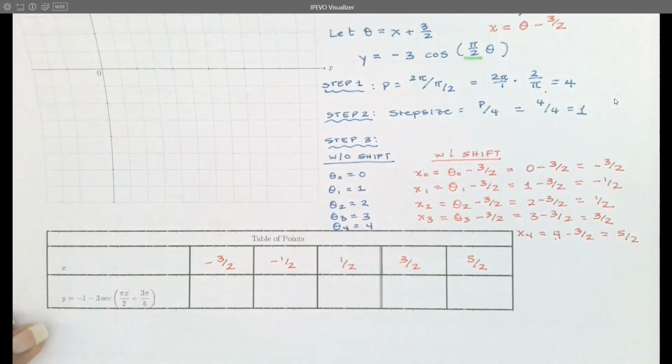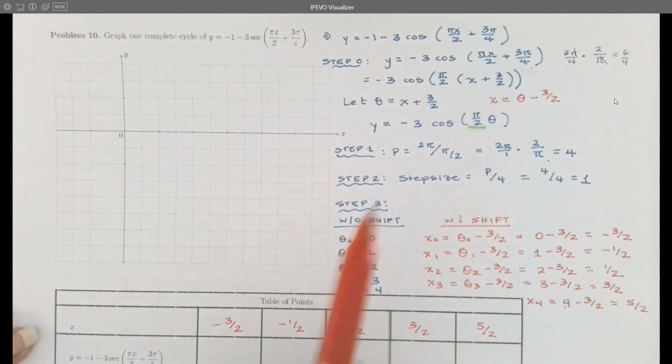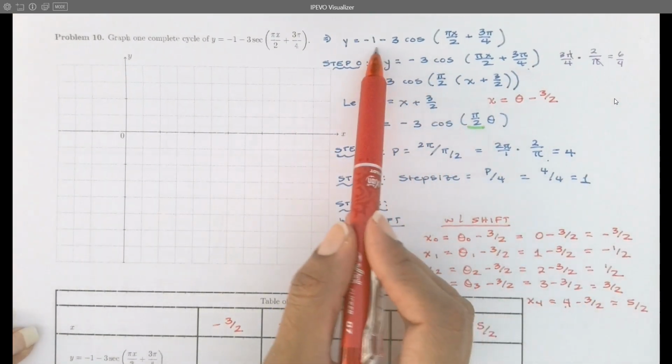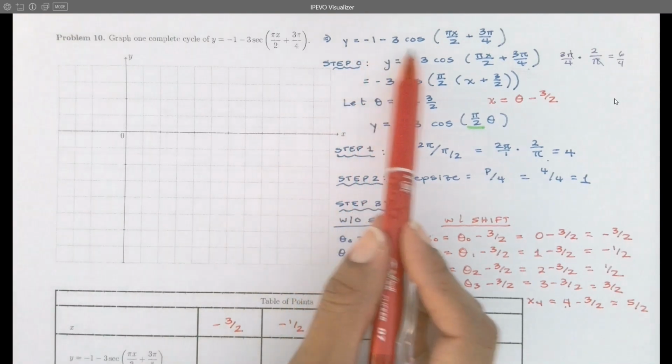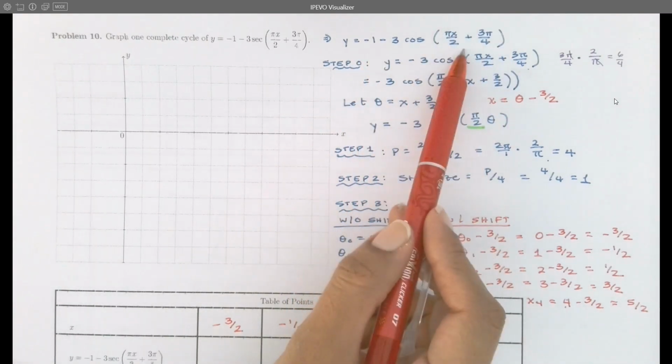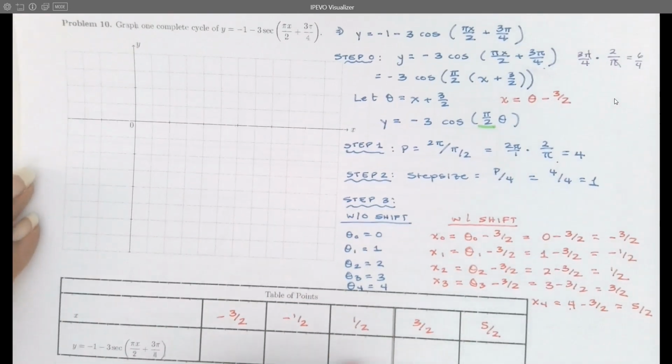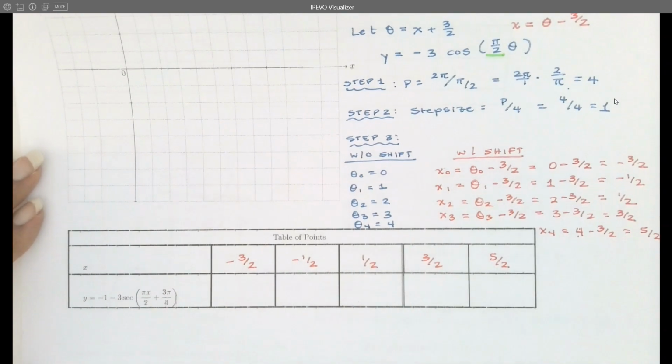Now remember, we're first going to be graphing cosine, the reciprocal graph. So I'm going to take a separate row down here below the table of points to find the corresponding y values of negative 1 minus 3 cosine of this argument. Okay, so I'll go ahead and write that down here.